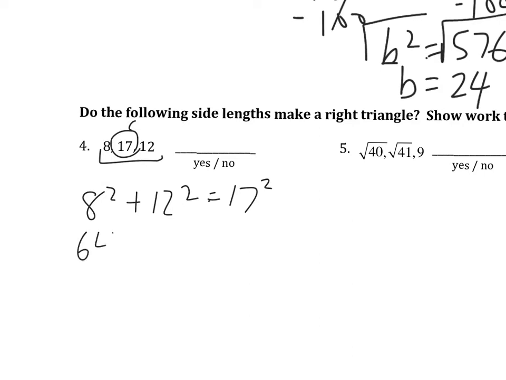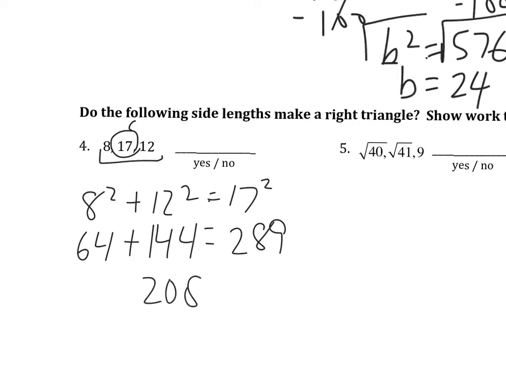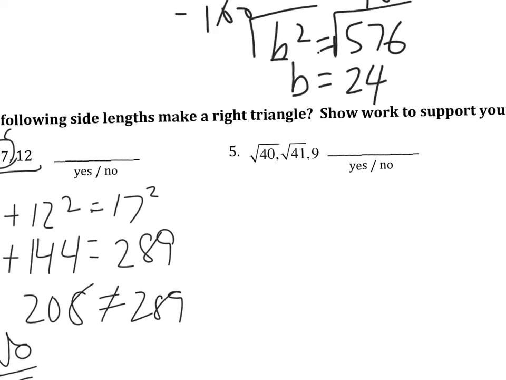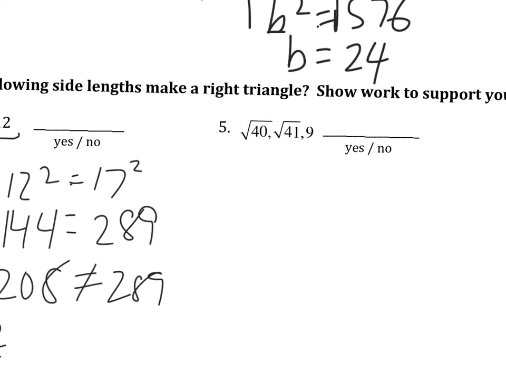So 64 is 8 squared. 12 squared is 144, and I want to see if that equals 17 squared, which is 289. Well, let's check. 64 plus 144 equals 208, which is not equal to 289, so it's not a right triangle. That would have to be a true statement for it to be a right triangle. I'll start off number 5 for you, and you'll finish it.